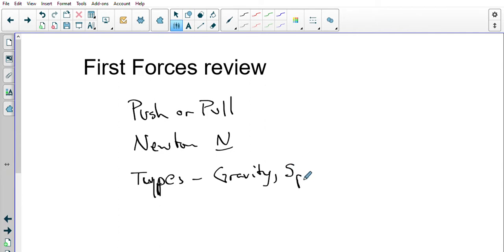We have spring forces, and I don't think we'll be doing anything with spring forces, but just recognizing that they're there. And we can store energy, we can store forces within the springs. We also have the strong nuclear force.